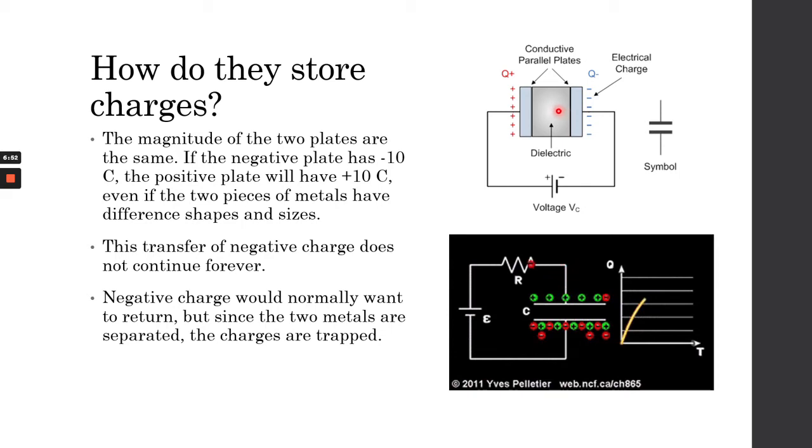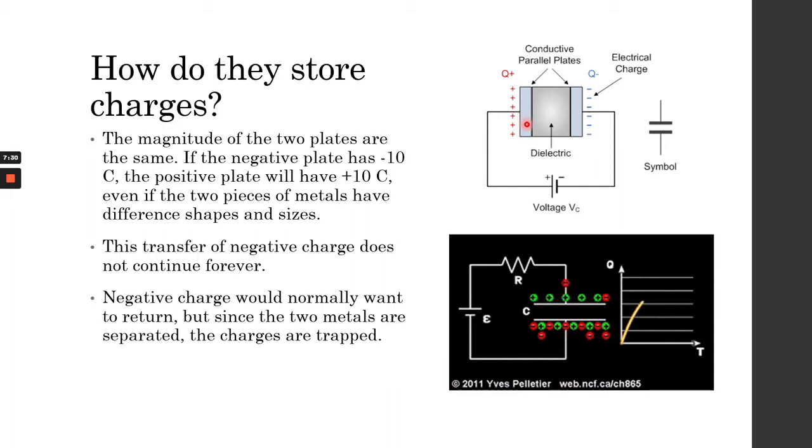Okay? Normally then, the negative charge would want to move because it wants to restore, especially if you remove the battery. The negative charges would want to come back to the positive plate because it wants to keep the system balanced. However, because of the dielectric material that we have, it keeps the two plates from touching. And since they're not touching and we remove the battery, there's no pathway for the negative charge to move back to the positive plate. So that's how we store the charges.